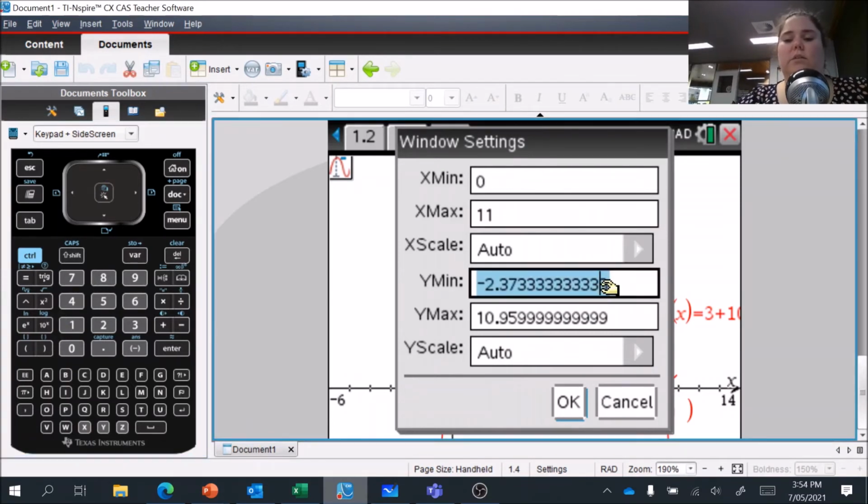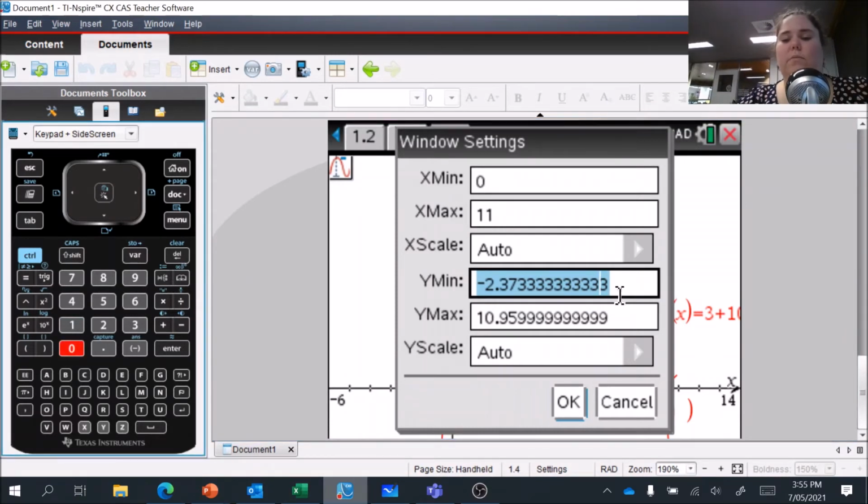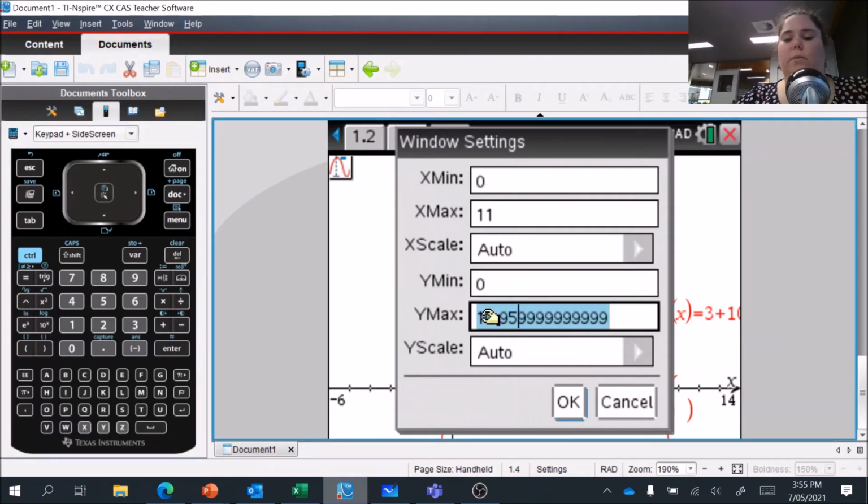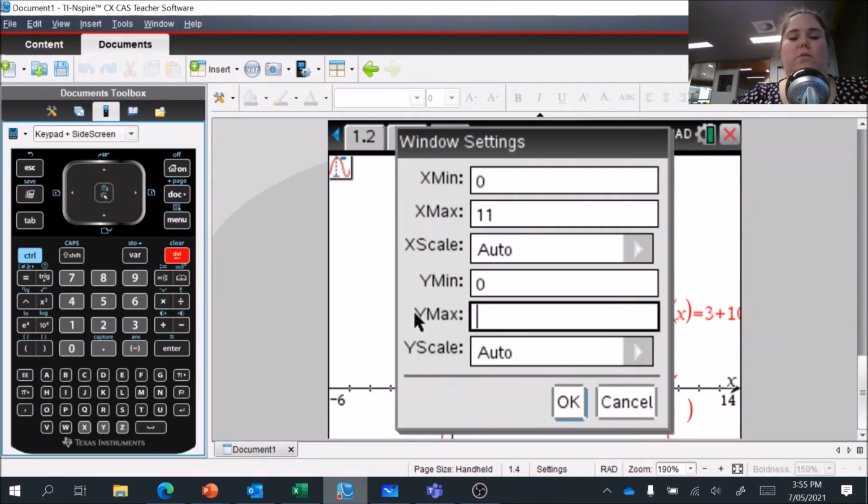Alright, with my height, I don't care about any time after it hits the ground, so that's going to be my minimum. And if we remember, I think 28 meters was the highest it went, so we're going to go to 30 so we can see the top.